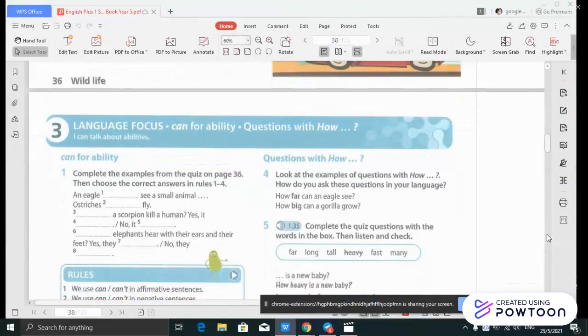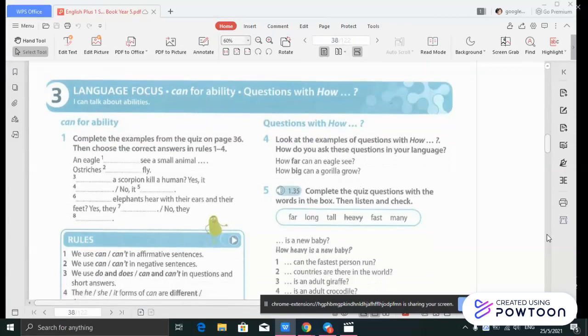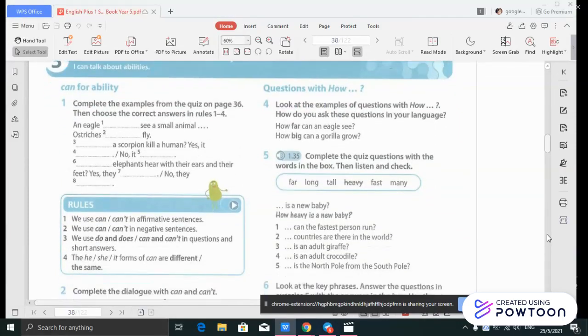Activity 4. Look at the examples of questions with how. How do you ask these questions in your language? How far can an eagle see? How big can a gorilla grow? So this is whereby they have given you an example introduction for the next activity. The next activity we will be listening to a podcast. The listening audio is there, so teacher will play it for you.